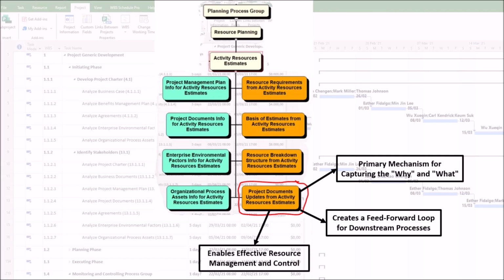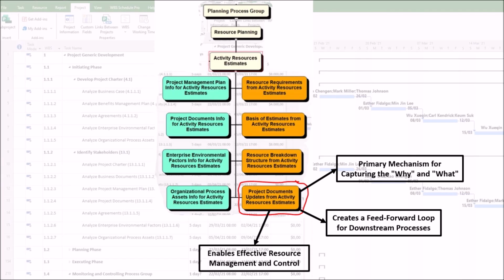3. It enables effective resource management and control. A project manager's job is not just to create a plan but to manage against it. First, baseline for monitoring and controlling. The documented resource requirements and supporting assumptions become the baseline. During the acquire resources and manage team processes, you are comparing the actual resources acquired and their performance against this baseline.